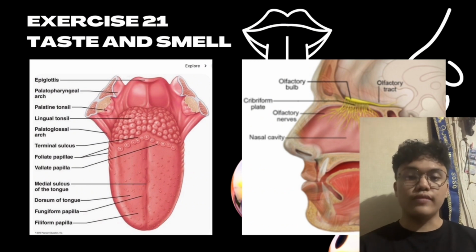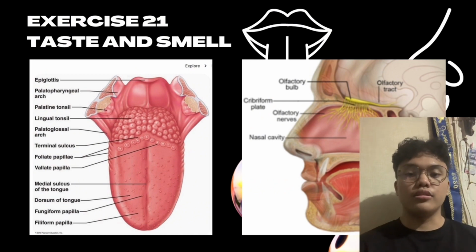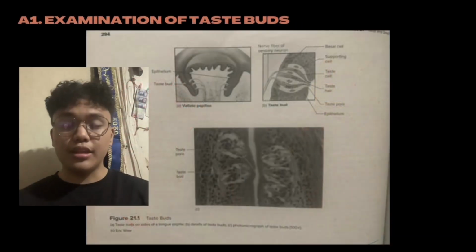Sense of smell, or olfaction, is received by the nose through stimulation of hair cells in the olfactory epithelium, a specialized neuroepithelium in the upper nasal cavities. It is transmitted by the olfactory nerves, then to the limbic system and the temporal lobe of the brain. Examination of taste buds.